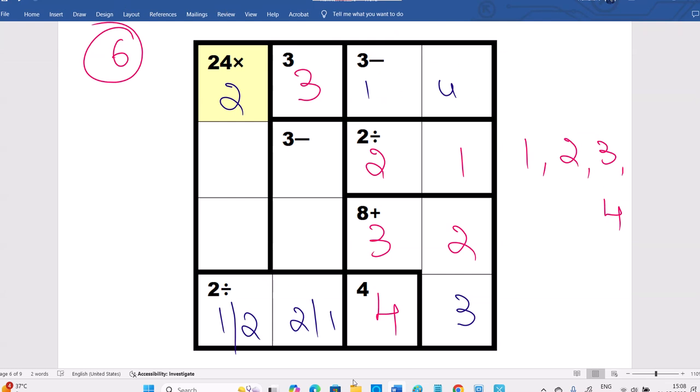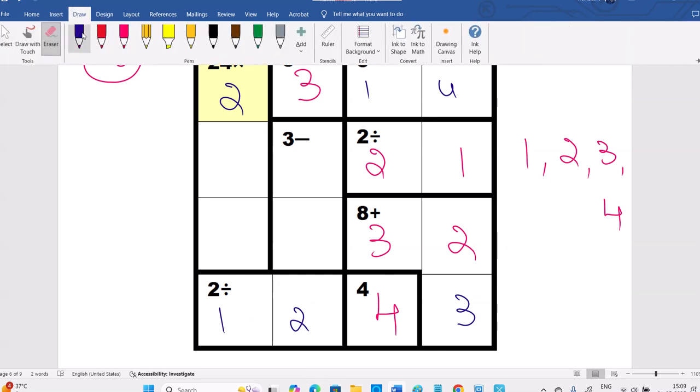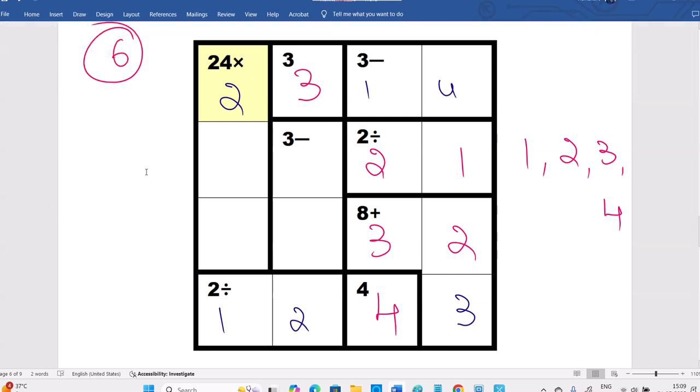Now 1, 2, 3, 4, all those will satisfy. As 2 already taken here, this will be 1. This will be 2. Next. We need 3 numbers product 24, already 2 done. It should be 3, 4. So 3 cannot come here, this should be 3, 3 cannot come here, this should be 4. This is 4, this is 1.